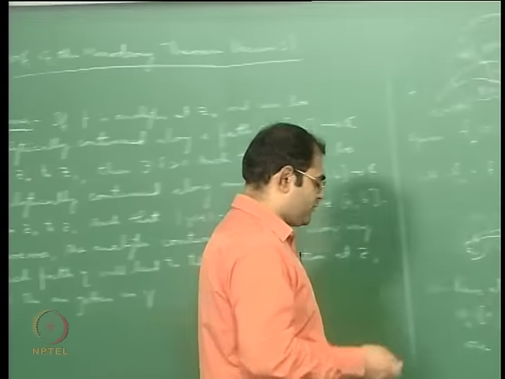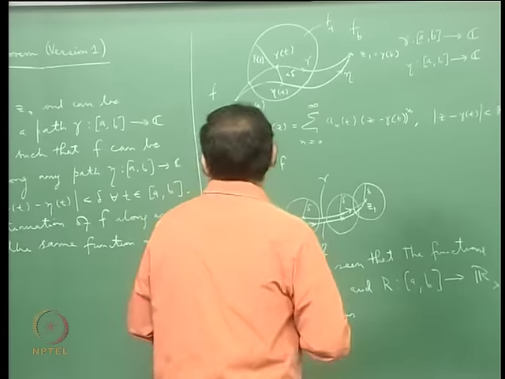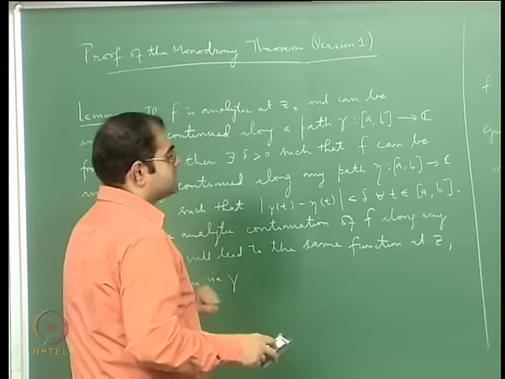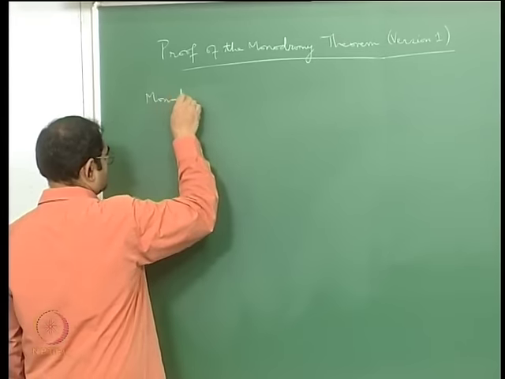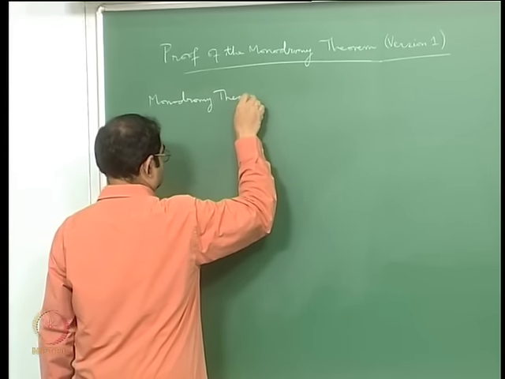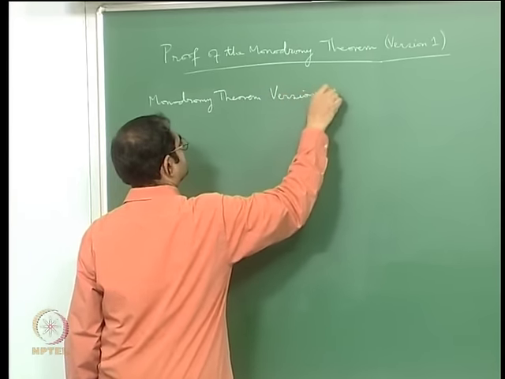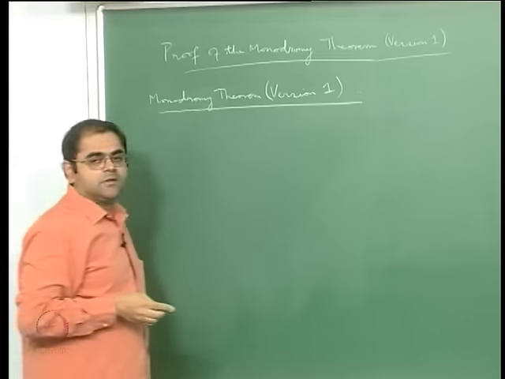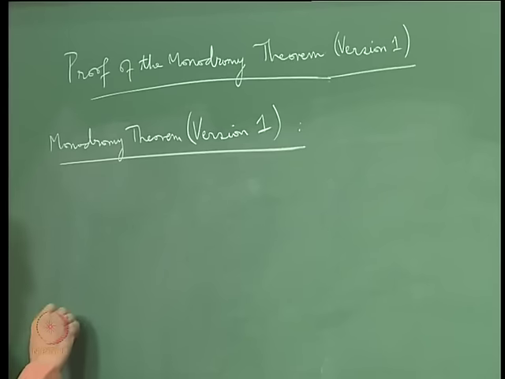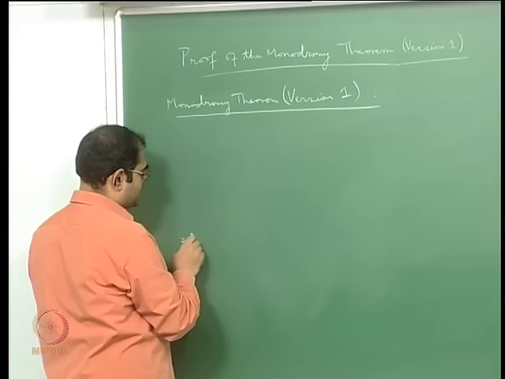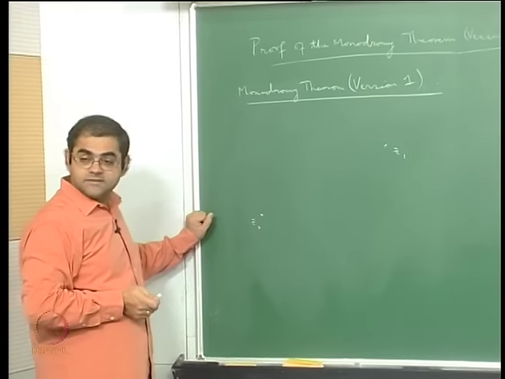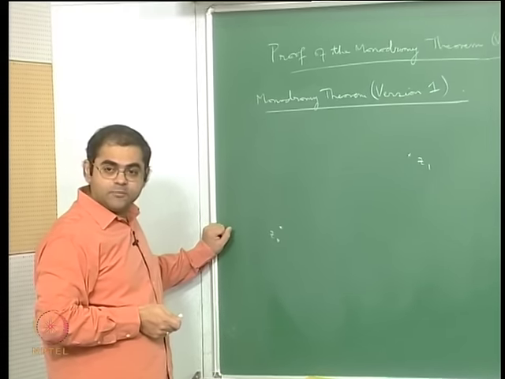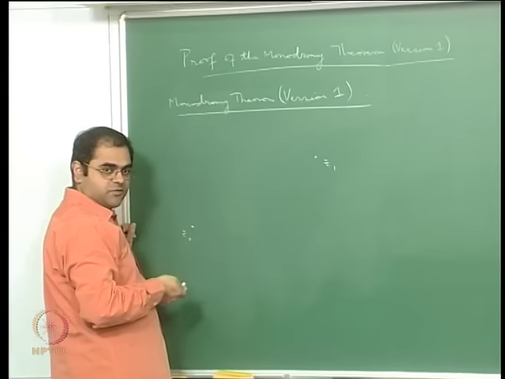Now I am going to use these ideas and prove the first version of the monodromy theorem. So let me write it down. So given, let me draw the diagram. You are given points z0 and z1. Of course the way I am drawing it, z0 and z1 seem to be distinct points, but there is no restriction, they could be one and the same point, okay. So it includes that case also, okay.